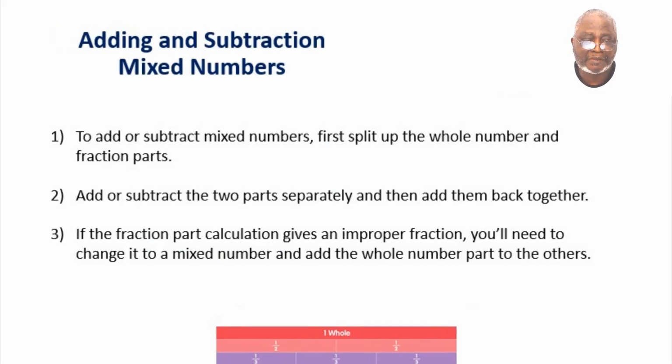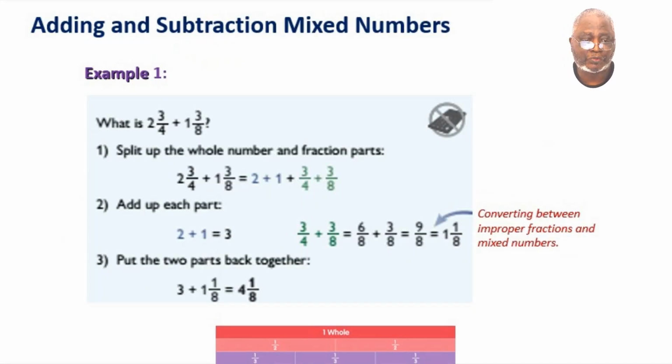Adding and subtracting mixed numbers. To add or subtract mixed numbers, first split up the whole number and fraction parts. Add or subtract the two parts separately and then add them back together. If the fraction part calculation gives an improper fraction, you will need to change it to a mixed number and add the whole number parts to the others. This is what we mean.